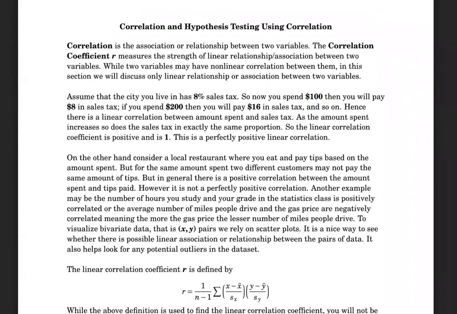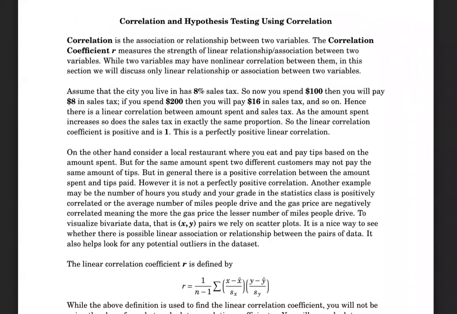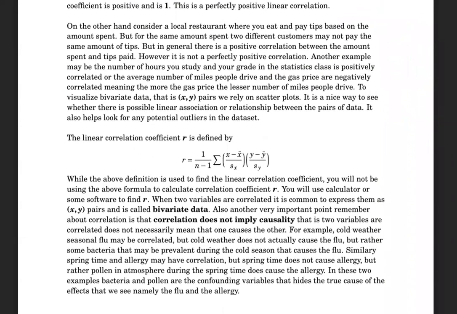Now, how do you measure correlation? Correlation is also known as Pearson linear correlation. This is called the Pearson linear correlation coefficient R. This is defined as 1 over n minus 1 times the summation of x minus x bar divided by s sub x, times y minus y bar divided by s sub y, and you sum it over all possible values.